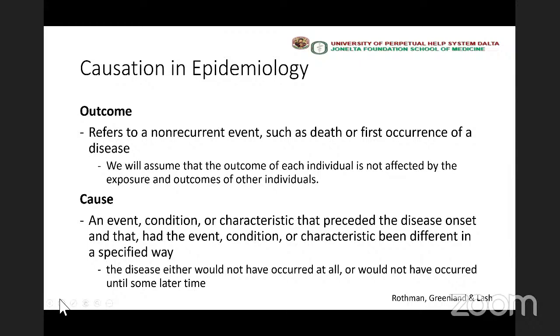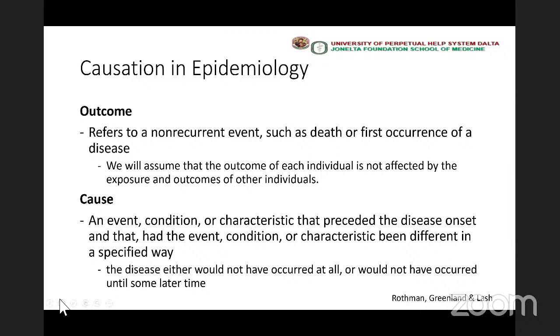Okay. So cause. So this is anything, an event, a condition, a characteristic that precedes the outcome or disease onset, and that had the event, condition, or characteristic been different in a specified way, you ask, could the disease have not occurred at all? Or it would still occur but at a later time. So what are examples, especially in epidemiology?